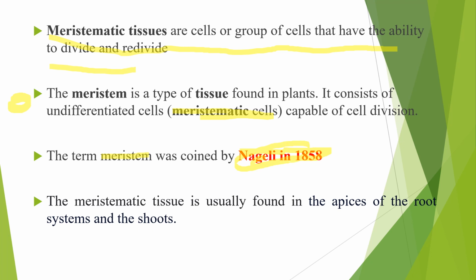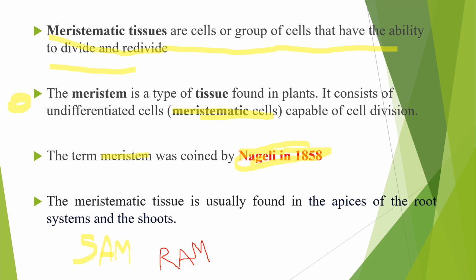Meristematic tissue is usually found in the apices of the root system and shoot system. That is, meristematic tissue is present in the root apical meristem, the terminal part of the root, and the terminal part of the shoot, because that is the part where the plant grows. So the meristematic tissues are present in the shoot apical meristem or SAM and the root apical meristem, RAM.